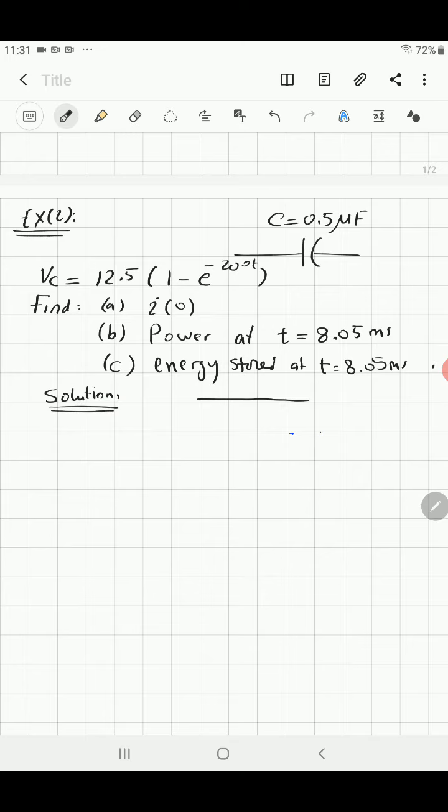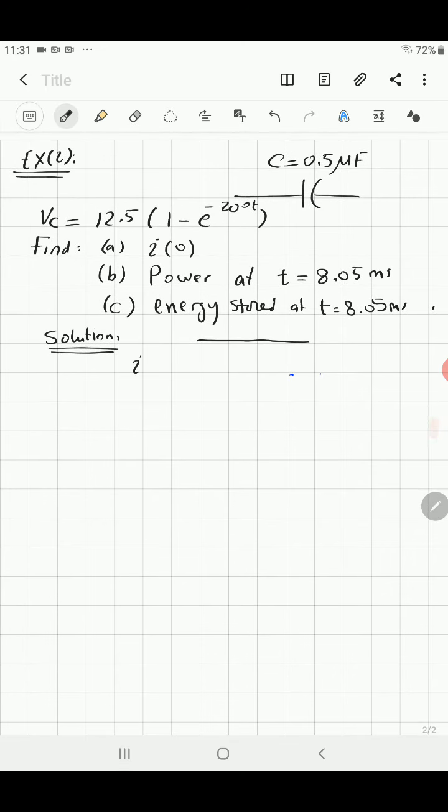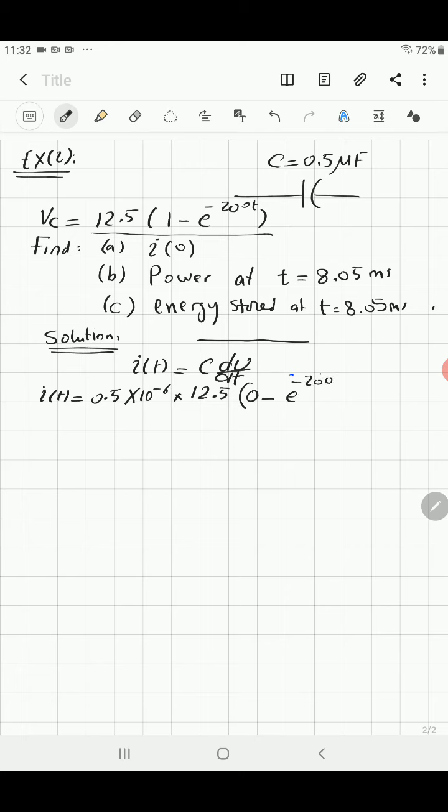So for the first part, to find the current at t equals 0, you should first find the current at any time t. The relationship between the current and the voltage across the capacitor is C dV by dt. So the current is equal to the capacitance, 0.5 microfarad, times dV by dt. So we have to differentiate the equation of the voltage. You have 12.5 as a constant. The derivative of 1 is equal to 0, minus the derivative of the exponential part, which is e to the minus 200t times minus 200. Simplifying the equation, you will find it's equal to 0.1 e to the minus 200t. That will be the current at any time.